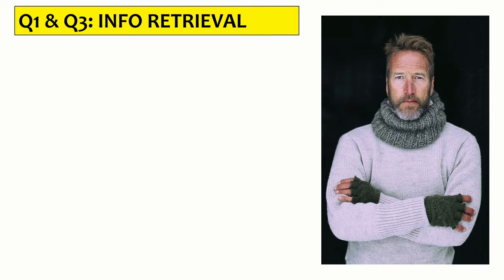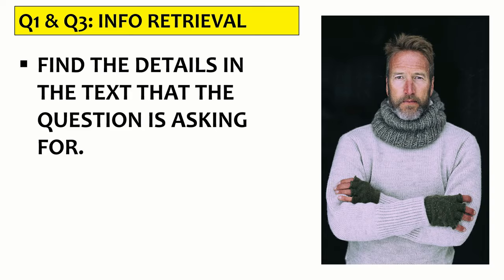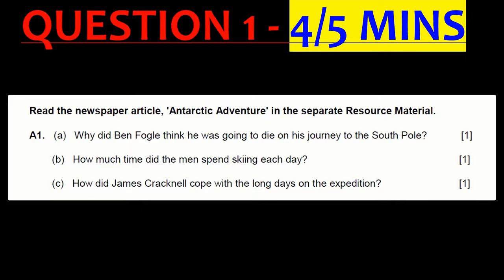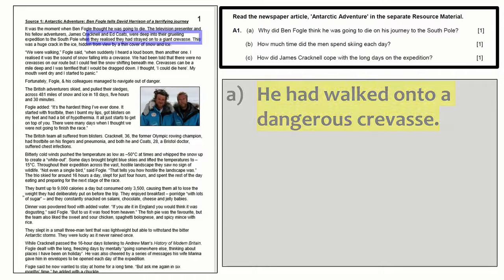Okay, questions 1 and 3, we're going to do them together because they're basically the same. To find the details in the text that the question is asking for, try to answer in a full sentence, which can be short. The only difference is they're on different extracts. Question 1 is comprehension on extract 1, question 3 is comprehension on extract 2. So here they are for this one. Why did Ben Fogle think he was going to die on his journey to the South Pole? How much time did the men spend skiing each day? How did James Cracknell cope with the long days? They're all 1 mark, so it's 1 sentence.